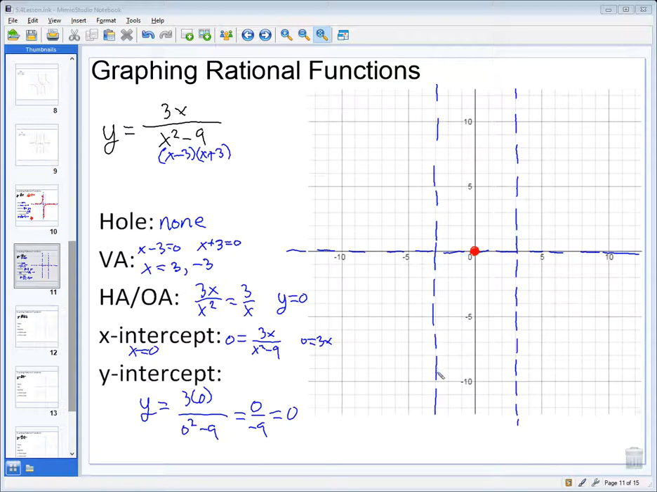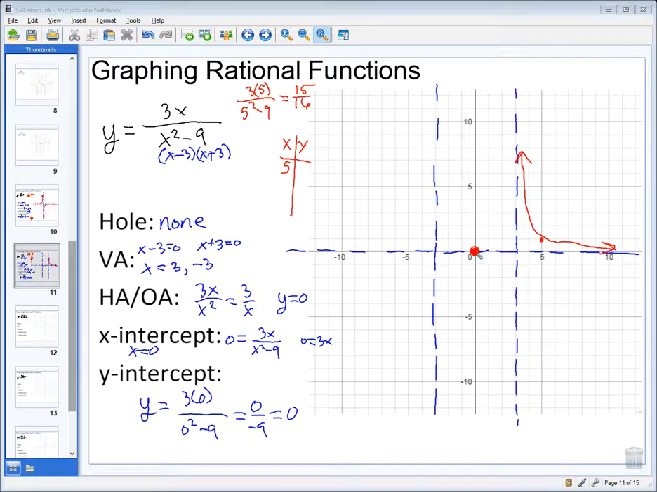Now again, we don't know exactly what's going on with this function because we only have one little dot. So what we can do, again, is plug in some numbers. So let's say I plugged in a 5. That would be 3 times 5 over 5 squared minus 9. So that would be 15 over 16. So that's really close to 1. I plugged in a 5, I got almost a 1, which means my function is up in this area.